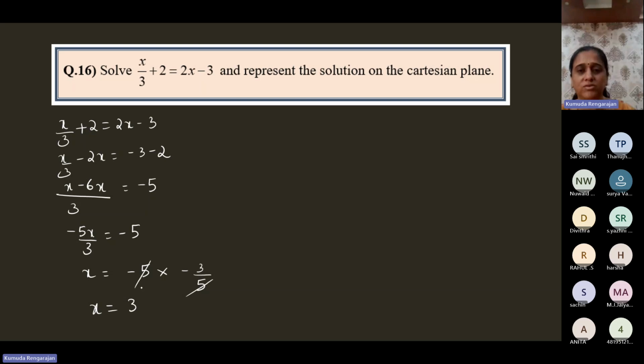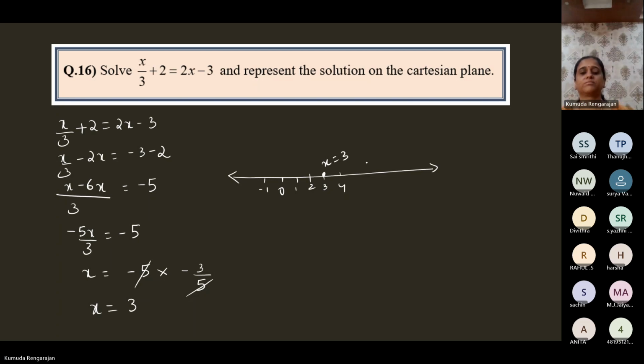x is equal to 3. Minus into minus is plus 3. So 0, minus 1, 1, 2, 3, 4. x is equal to 3. Got it, children? Yes, ma'am. Yes, miss. Very good.